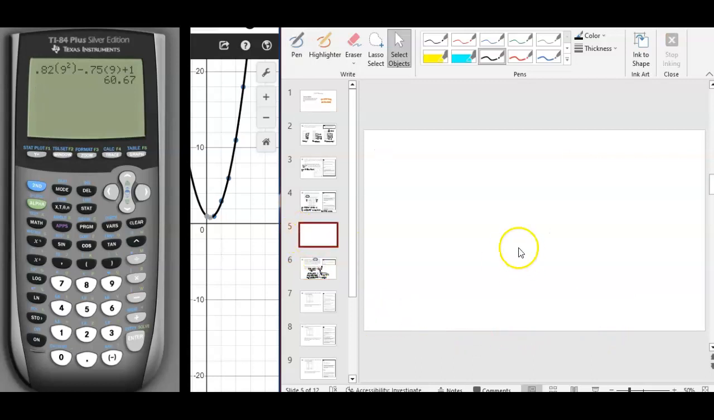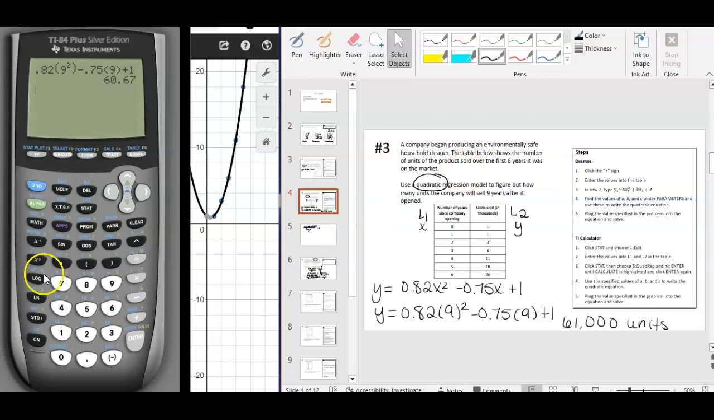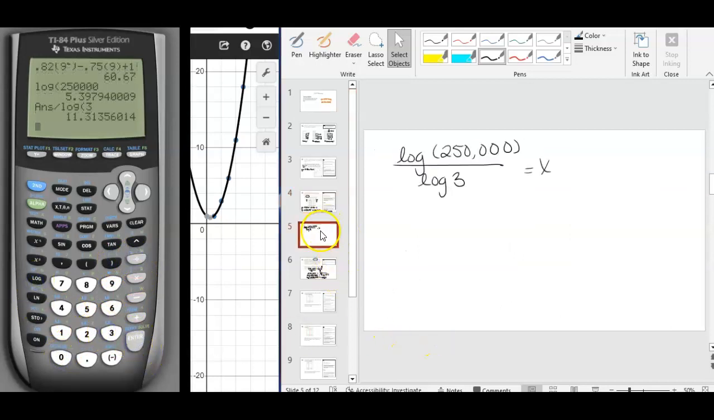So that's going to give me the log of 250,000 divided by the log of 3 equals x. So now I can just use my calculator to solve for x. So I have log of 250,000, and then I'm going to divide that by the log of 3. So when I do that, that gives me 11.3. So I have x equals 11.3. So it's going to take them about 11 weeks in order to earn enough money to appear on Shark Tank.